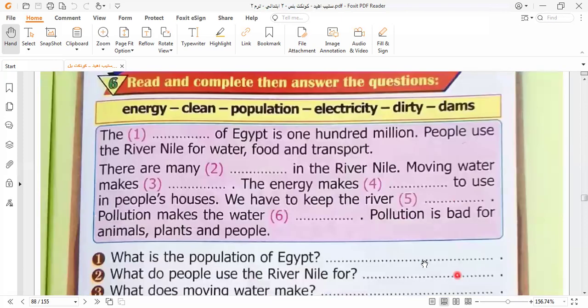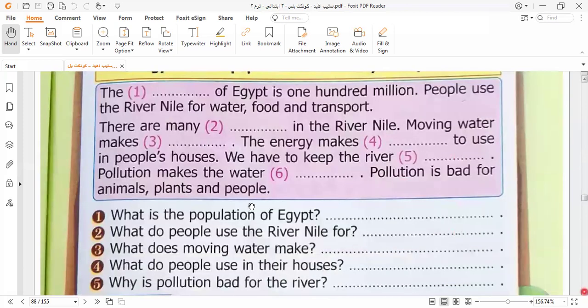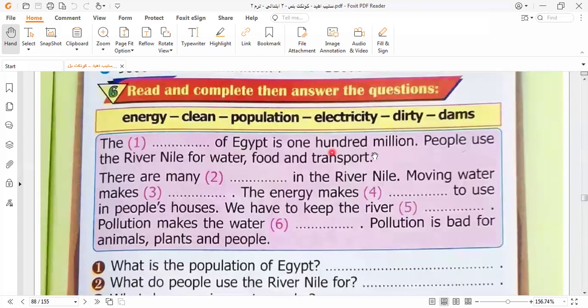Okay, let's go to another one here. The population of Egypt is 100 million, so I select this one. People use the river Nile for wood, water, food, and transport. There are many dams in the river Nile. These dams use water to give us electricity, to make these dams work, and we have electricity from it.